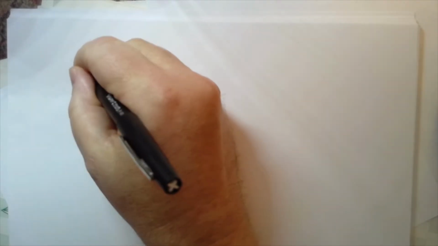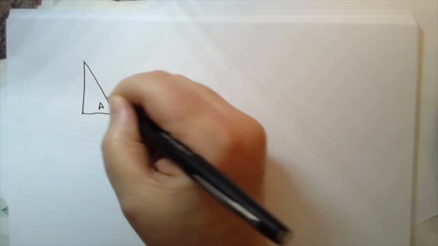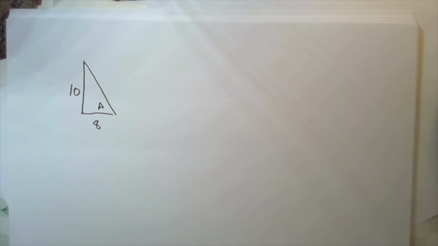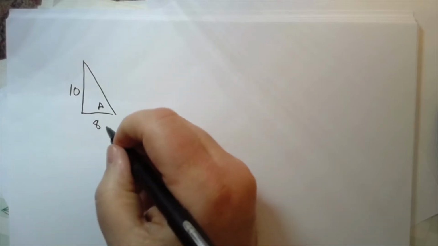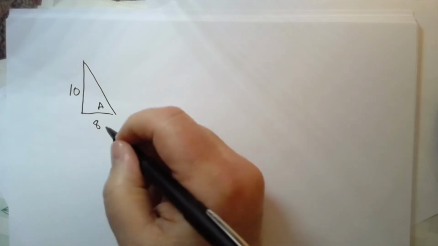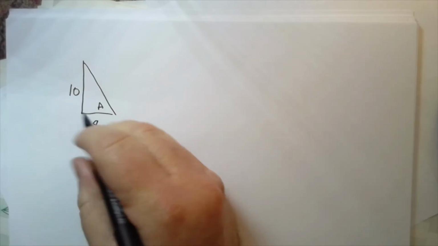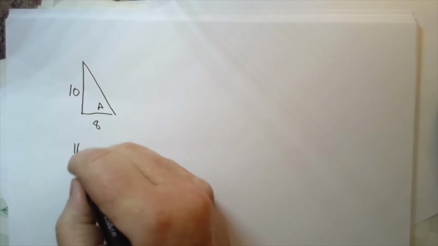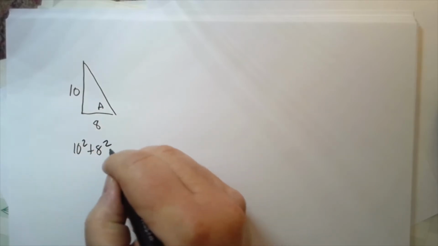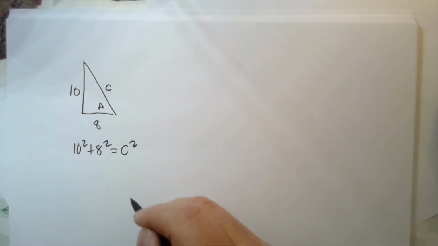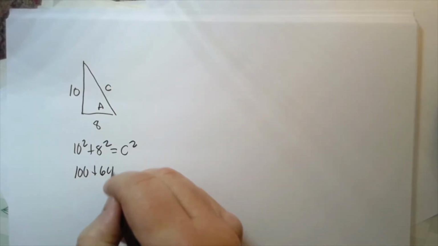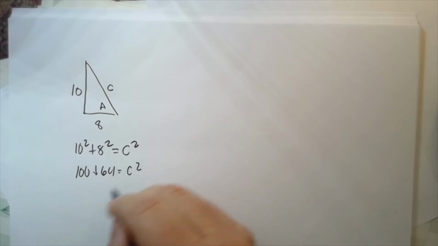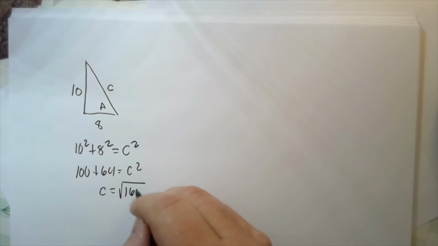Alright, for this problem, we're given a triangle, right? A, 8, and 10. So now we're supposed to find all of the trig functions for angle A. This isn't so bad. So this is just do the Pythagorean theorem to get this side. So you get 10 squared plus 8 squared is c squared. This is called a c. So this would be 100 plus 64 is equal to c squared. So c is the square root of 164.